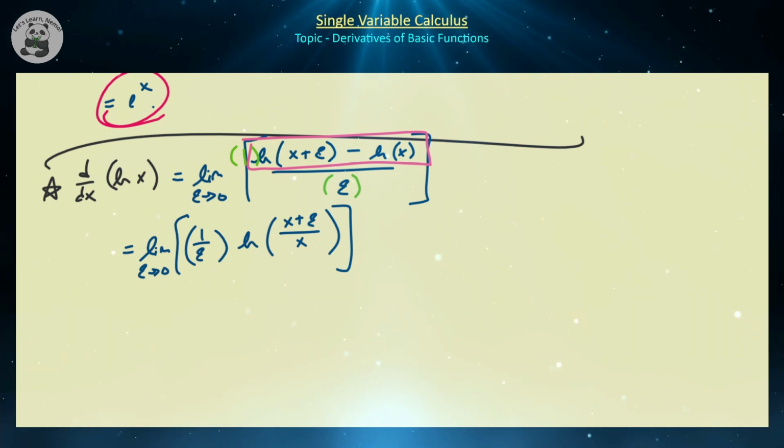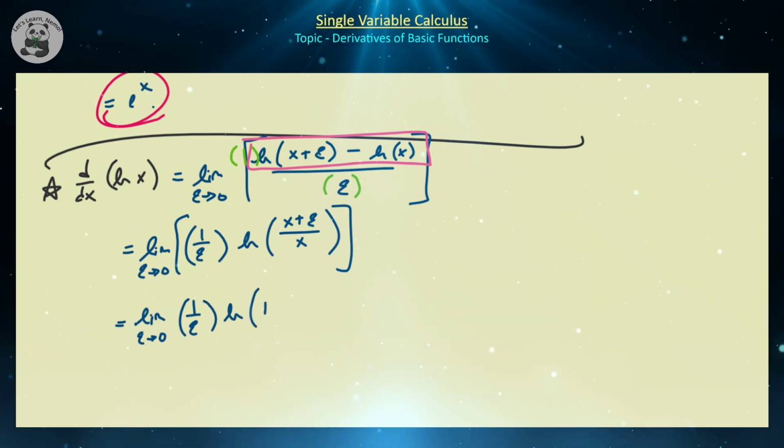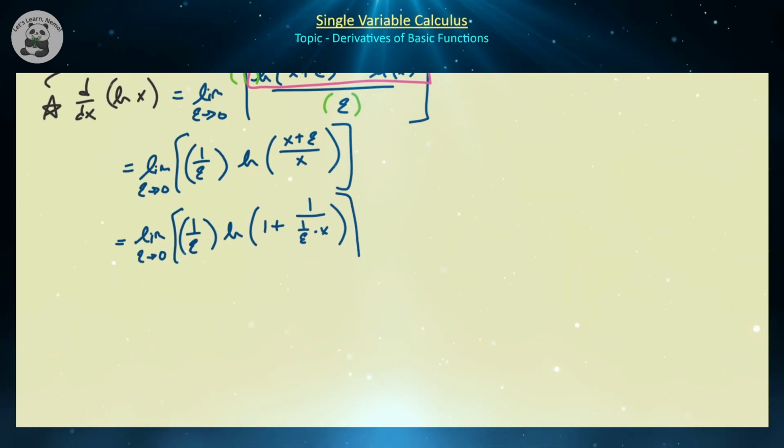And we can divide that x into the first and the second. So we're going to be left with the limit as epsilon approaches 0 of 1 divided by epsilon times the natural log of 1 plus, and we can write this as, for example, 1 divided by epsilon times x, and you'll see why I want to write this in just a moment.